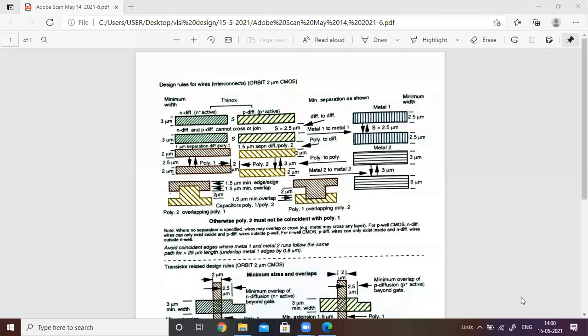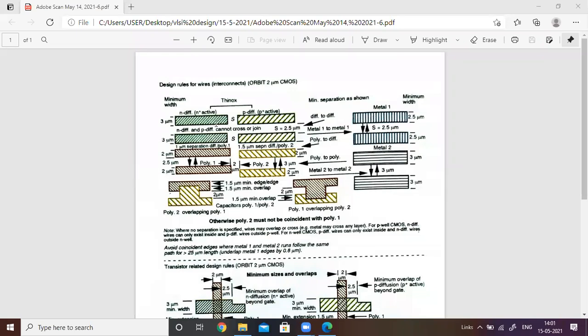It is similar to the NMOS design rules, but is it visible now? The screen? Yes, sir. Okay, ma'am.